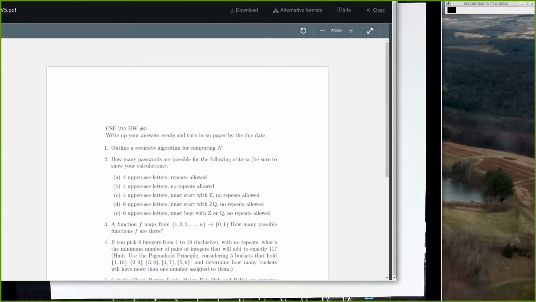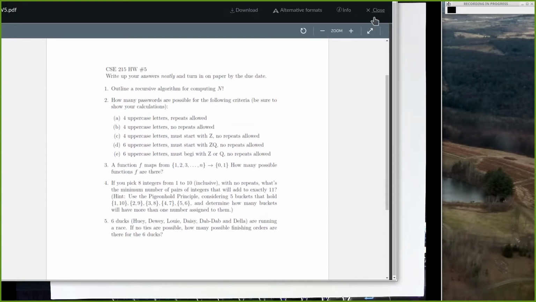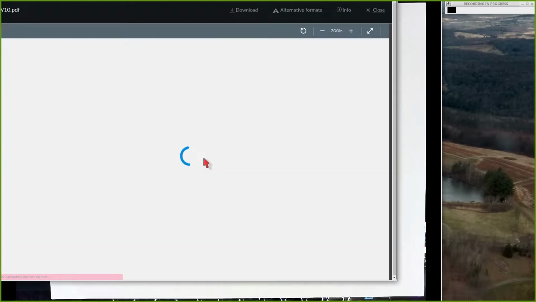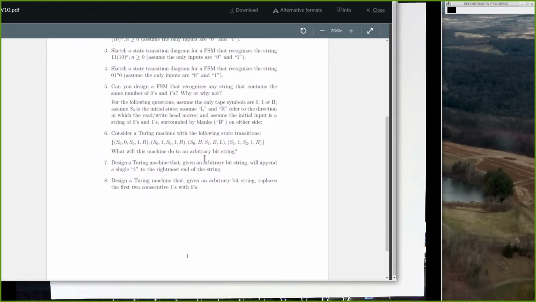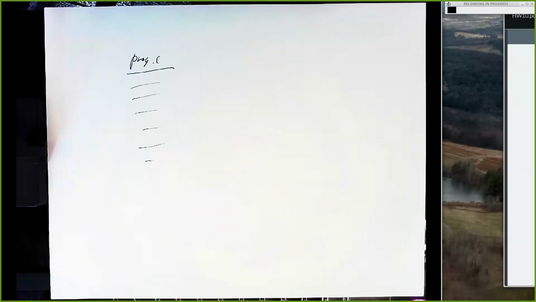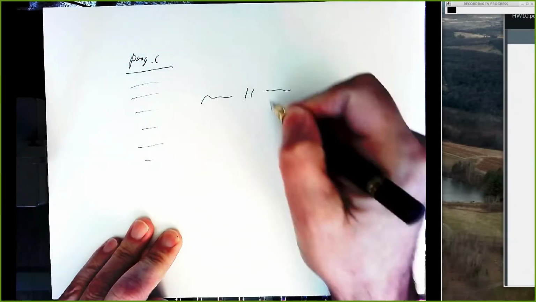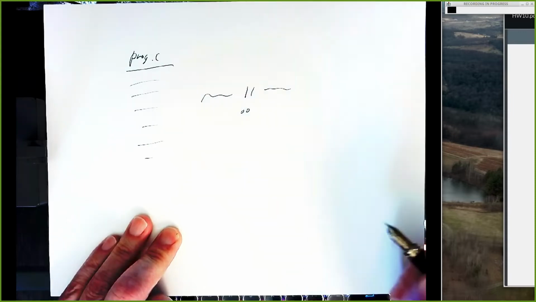Could we go over languages number 8? Yeah. I think I got it, but I'm not too sure. All right, let's see what we got here. Design a Turing machine that, given an arbitrary string, replaces the first 2 consecutive ones with zeros. So we want to find the first 2 consecutive ones and replace them with zeros.